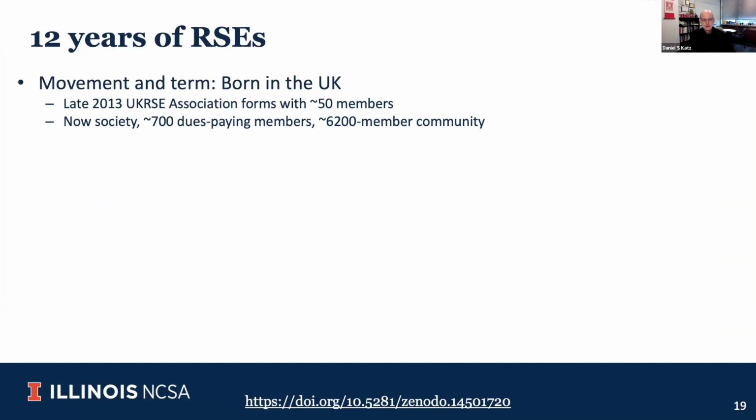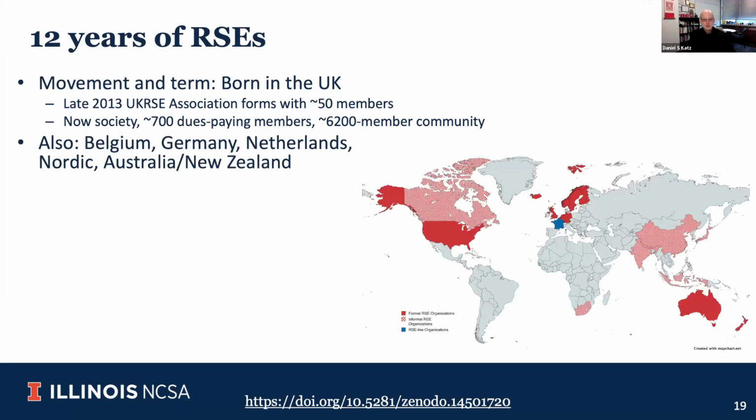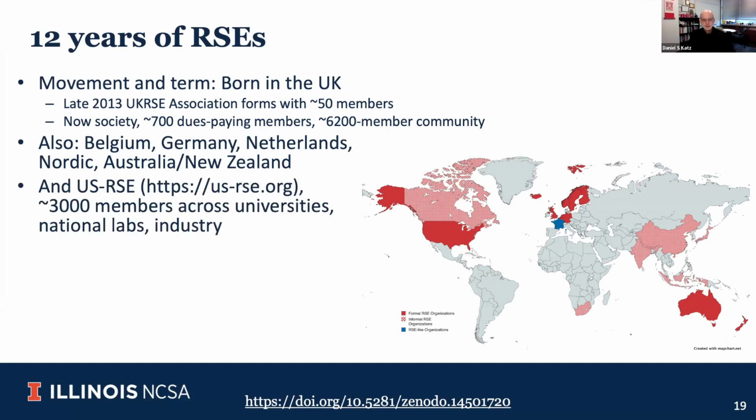In 2013, the UK RSE Association formed with about 50 members, and this is now a society, a nonprofit, with about 700 dues-paying members and about 6,200 people in the community overall. There also are communities that have formed in Belgium, Germany, the Netherlands, the Nordic countries, Australia, New Zealand, and in the US as well. US RSE now has about 3,000 members across universities, national labs, and industry.